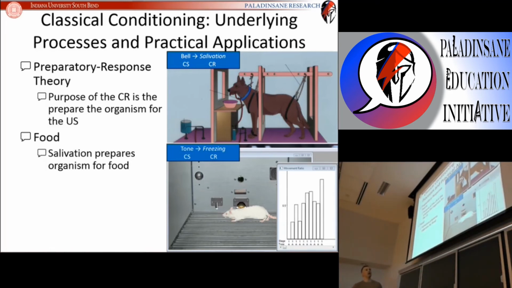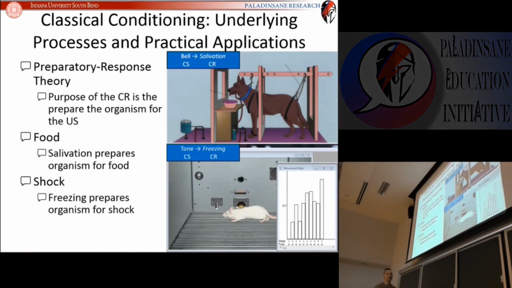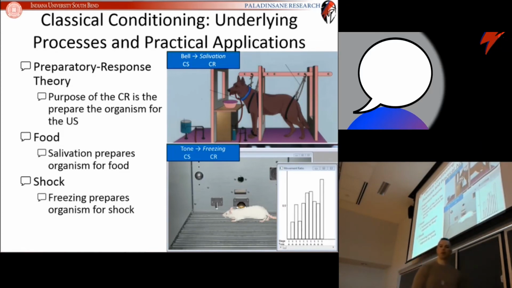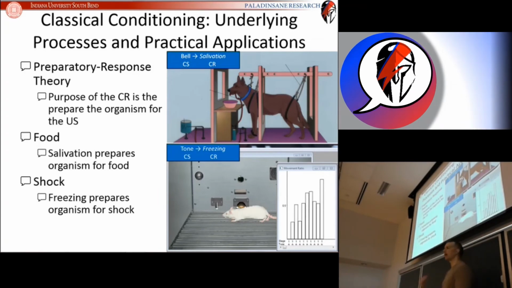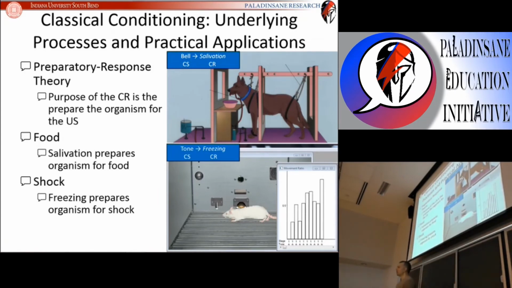In the same way, sometimes in order to prepare for the unconditioned stimulus, you have to do the opposite of your unconditioned response. So for the shock, in this case, the tone is indicating that a shock is about to come, and for a shock, freezing is what prepares the organism for the shock. So remember that the unconditioned response is to jump. And if you were a rat or a mouse and you heard the tone and you just started doing that unconditioned response, by the time the shock came, you might be too tired. You might be done. You might be finished, right?